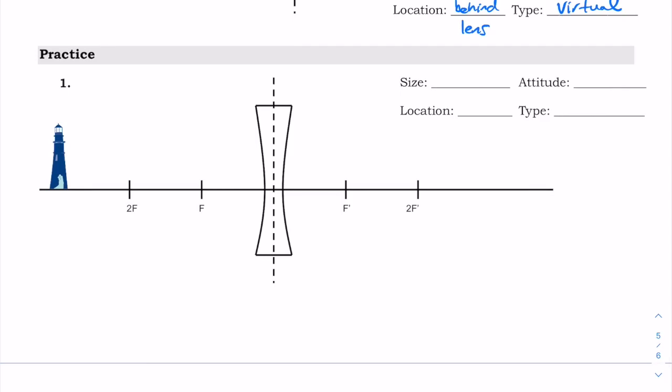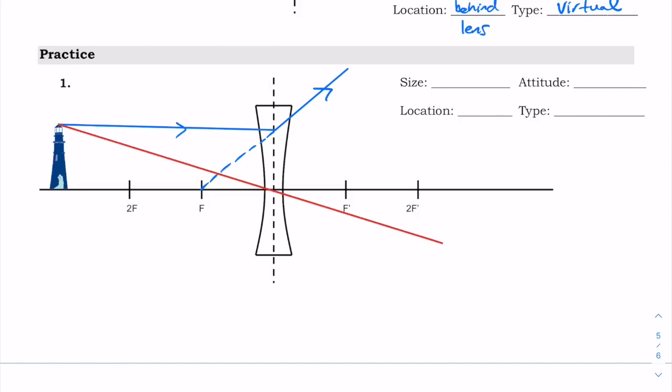Let's continue practicing. Here we have an object to the left of 2F. So the first ray of light that I'll draw is one that comes in parallel to the principal axis. This one gets refracted and appears like it came from F. And the second one that I'll draw is my favorite. This one just passes through the optical center. And guess what? Two is more than enough. Look at where the red line crosses the dotted blue line right here.